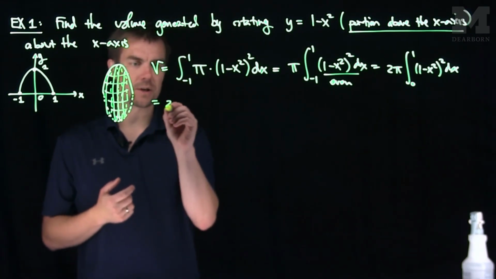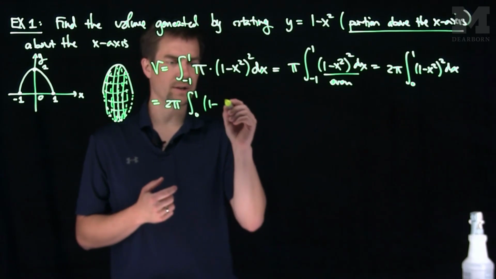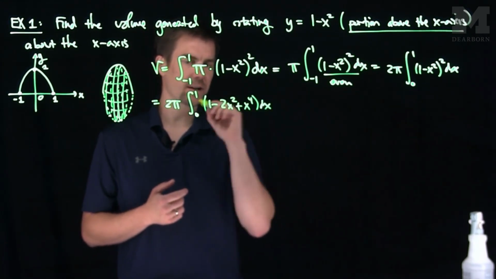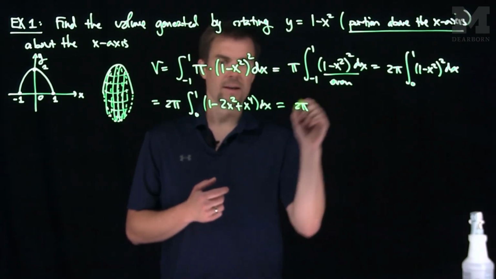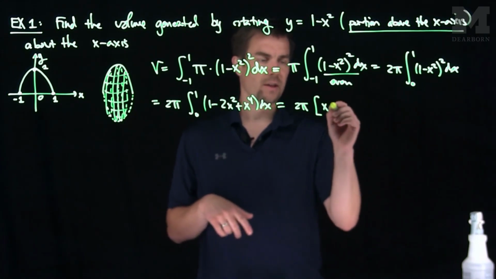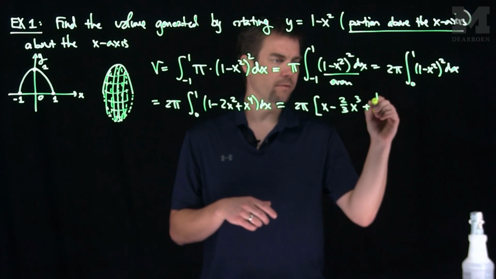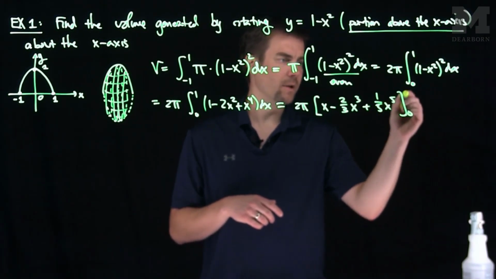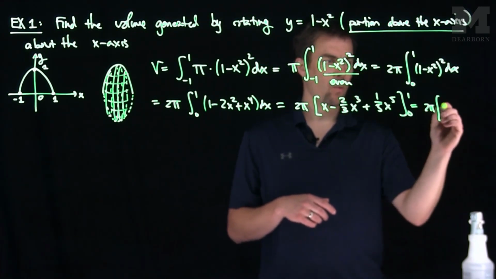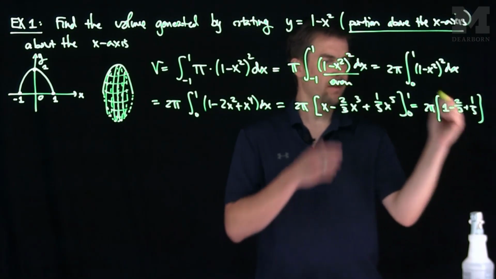Now, this is going to be 2 pi, the integral from 0 to 1. Expand this out. This is going to be 1 minus 2x squared plus x to the 4th dx. So we'll have 2 pi, and when we integrate this, the antiderivative of 1 is x. Then we'll have a minus 2/3 x cubed. Then we'll have a plus 1/5 x to the 5th from 0 to 1. So we'll have 2 pi, and then a 1, a minus 2/3, and a plus 1/5.